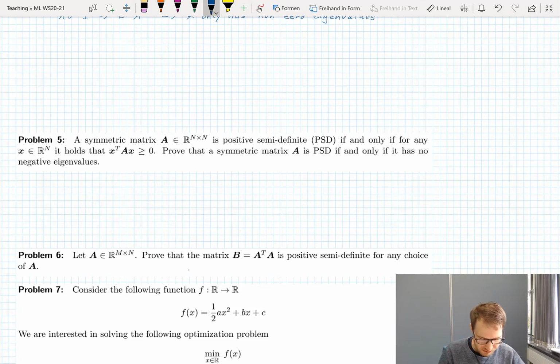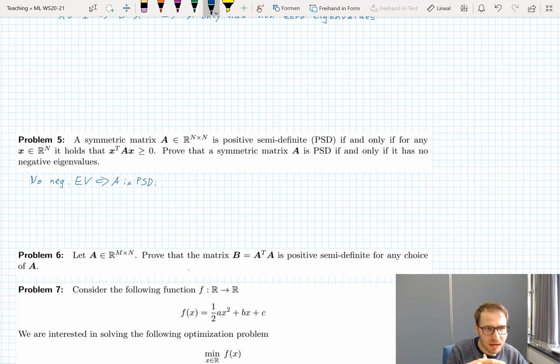So let's see. Here we start with the definition. First of all, we want to prove an if and only if relation, so we need to prove it both ways. Let's start with the no negative eigenvalues case. No negative eigenvalues leads to A is PSD. So we start with this direction.